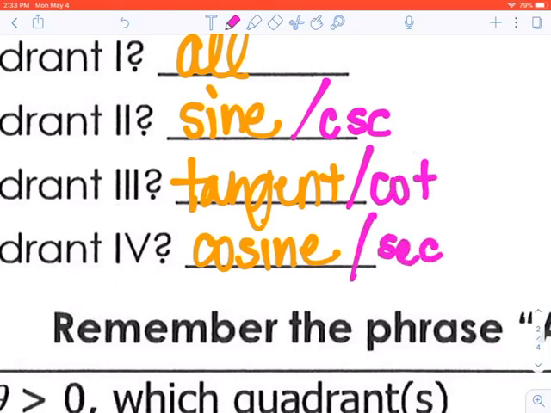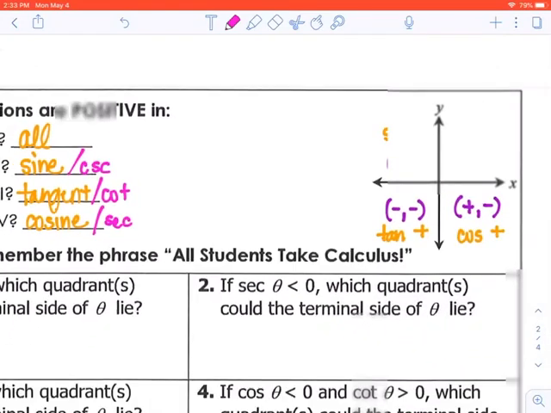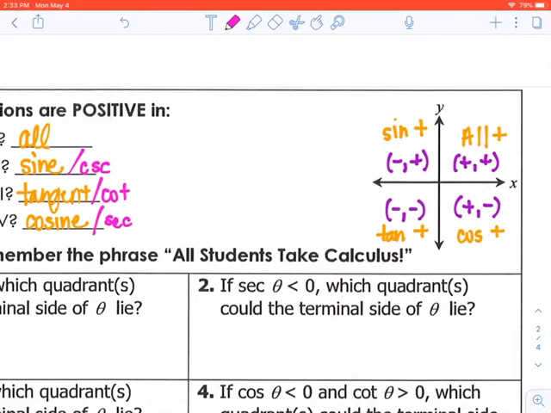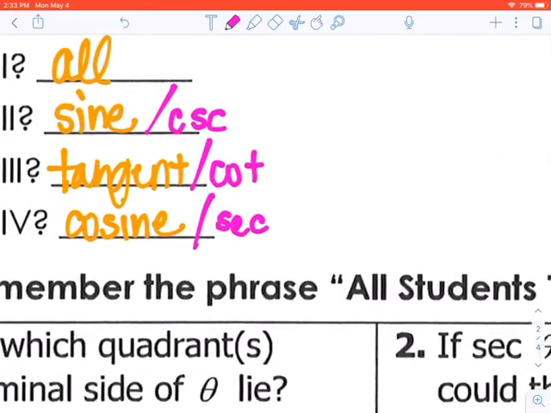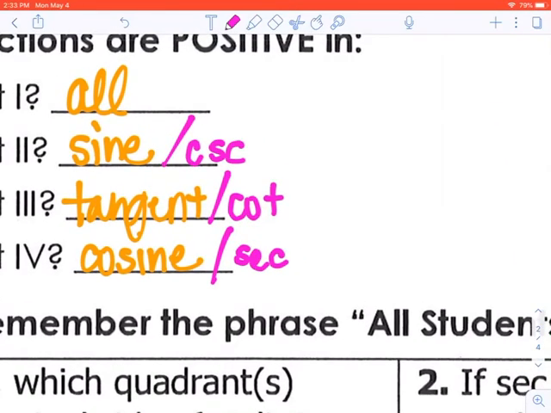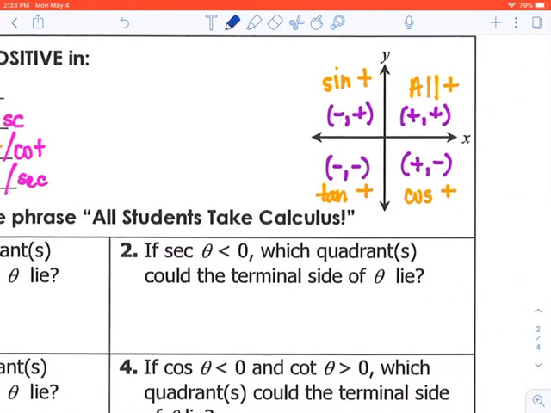So let's say we're doing a sine function, okay? Sine will be positive in the first and second quadrant. So if you're doing a sine that's in the third or fourth quadrant, your answer should be negative, okay? There's a little acronym that we say for this. It's A, S, T, C. All students take calculus.